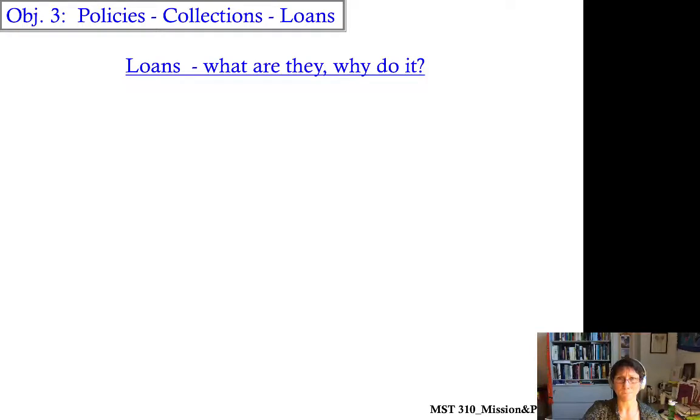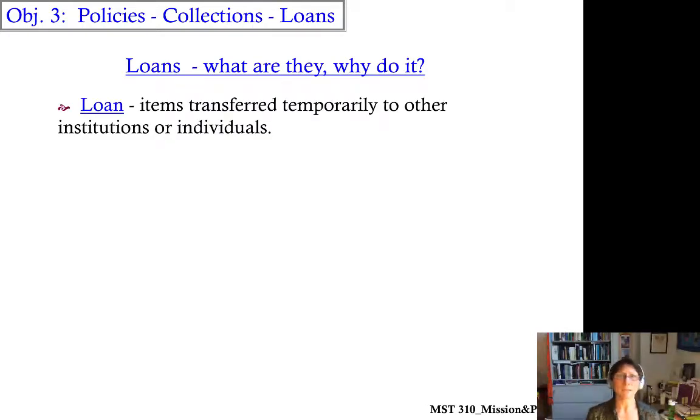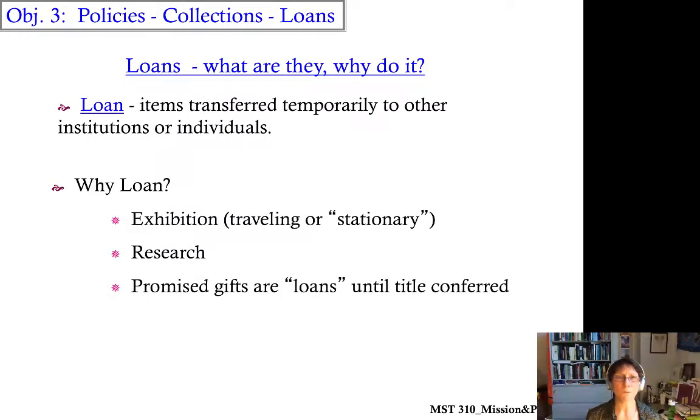You might wonder what loans are. So what are they and why would you do it? Loans are just what they sound like. They're items that are transferred temporarily to other institutions or individuals. Generally speaking, it goes to an institution. They can be used for exhibition purposes. So maybe you're doing an exhibit on some theme and you've got some artifacts, but you don't have everything you need, but you know about other exhibits at another institution. So you can borrow them for the purposes of your exhibition.